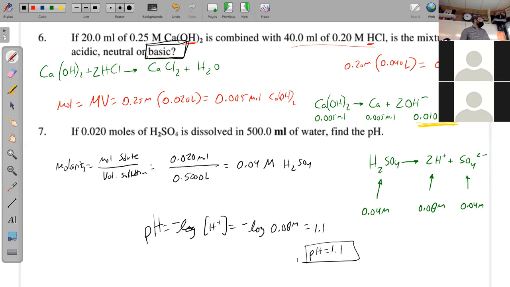So you may have calculated 1.4. You'd get 1.4 if you use 0.04 molar, but because sulfuric acid is diprotic, meaning there are two hydrogens in the H2SO4, you've got to double the concentration of the sulfuric acid. All right, so 6 and 7 are a little complicated because they both have either a base with two hydroxides or an acid with two hydrogens.